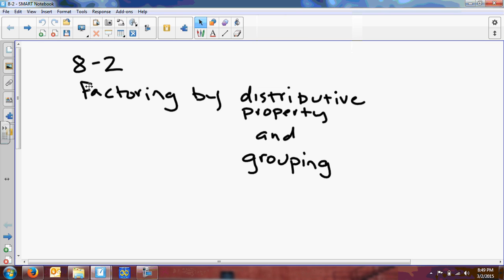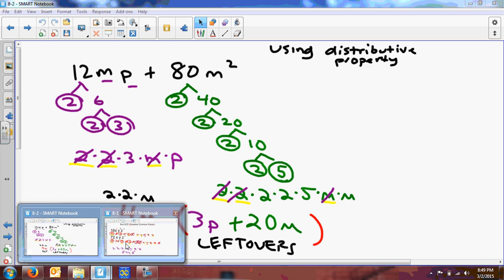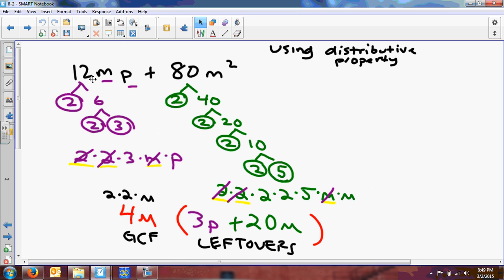So, factoring by distributive property and grouping. Okay, so here's part 1. Okay, we now have 12mp plus 80m squared. Okay, what we're basically doing, and I got this ready to go, we're going to find the greatest common factor of our two things. Now, these were just two separate monomials. Okay, in this one, these are being added together. So, still got to factor them all out.